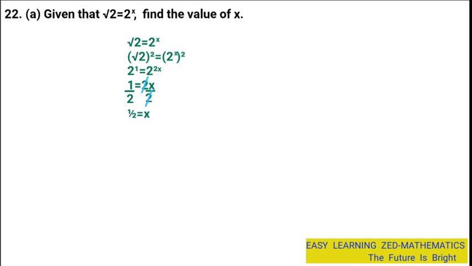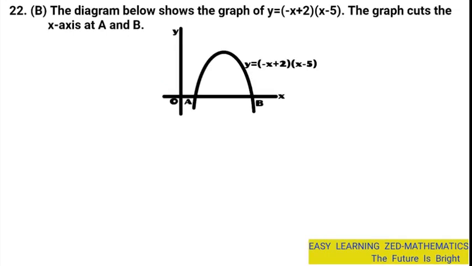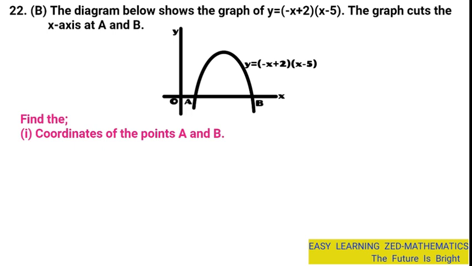Okay, let's go to question 22b. Question 22b was as follows. The diagram below shows the graph of y equals negative x plus 2, times x minus 5. The graph cuts the x-axis at A and B. So question B1 was: find the coordinates of the points A and B. So we need to find the coordinates of A and B, and what we're going to use is the equation which is given there.